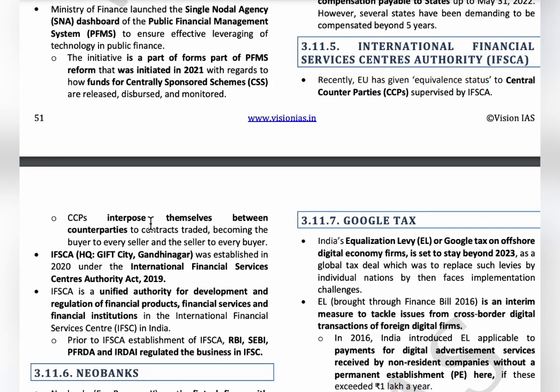The next topic is the International Financial Services Centres Authority. It deals with the flow of finance, financial products and services across borders. In India, the IFSCA was established in Gujarat in 2020 under the International Financial Services Centres Authority Act of 2019.